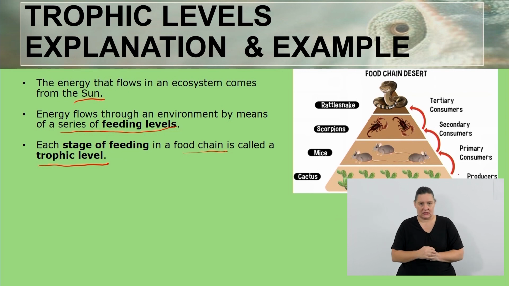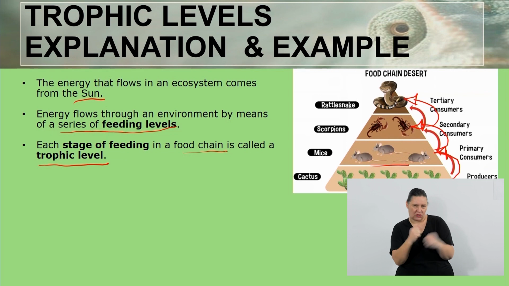And then this cactus is eaten by mice, which is up here. Right. This mice is then eaten by the scorpions, which is up there. And then the scorpions are eaten by the rattlesnake. So if you look at how it's structured, it is an example of a food chain.